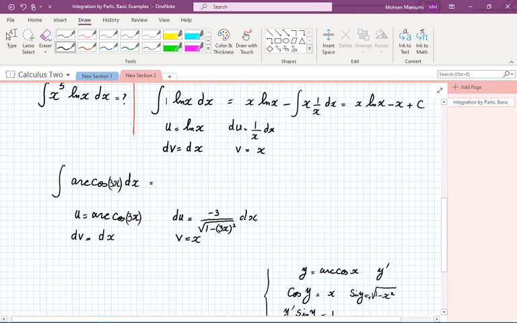Okay, next. So my u, my v turned out to be just x, so u times v is going to be x arc cosine of 3x, and then minus v du. So this is my v, this is du. When I multiply it becomes minus 3x over radical 1 minus 3x squared, then dx.